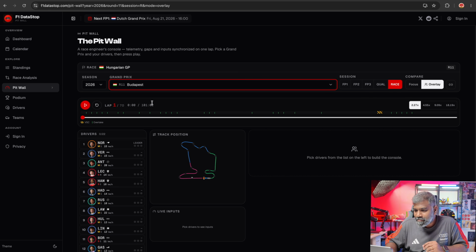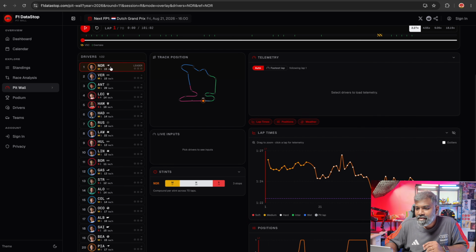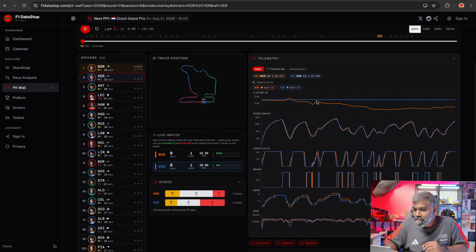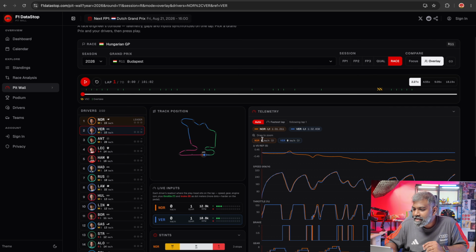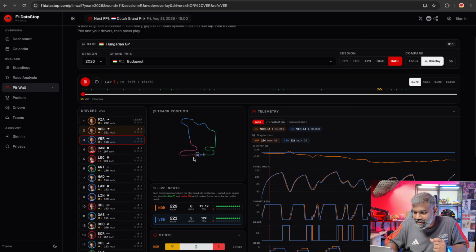Here it's asking us to select one of the races, and I have selected Budapest. And now let us say if we select Norris and Verstappen, you get to see all of their data. Now, this is telemetry on lap 1. What was the difference between Max Verstappen and Norris? And if you press the play button here, you actually get to see in this tiny little map their track positions, right? And then you also get to see in the telemetry who's overtaken who and who's where, and how big the gap is between these two drivers.